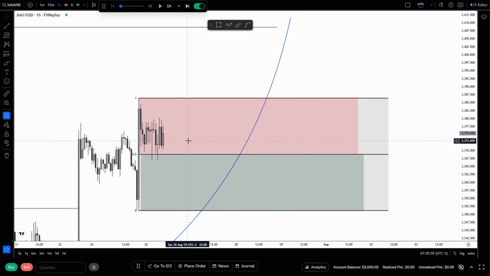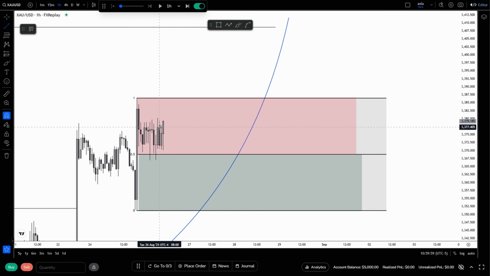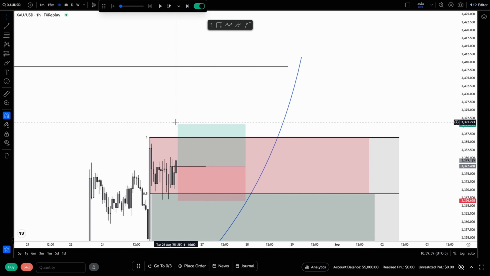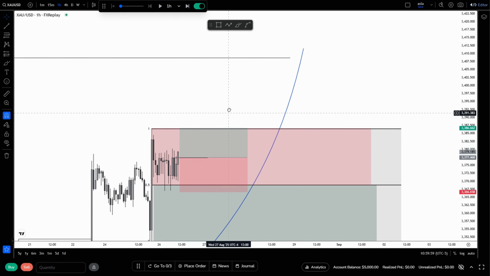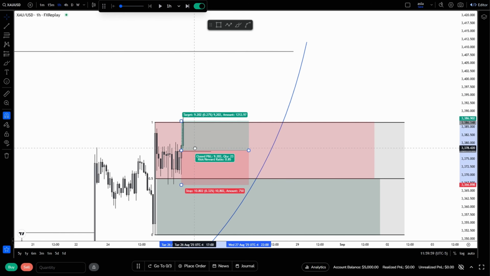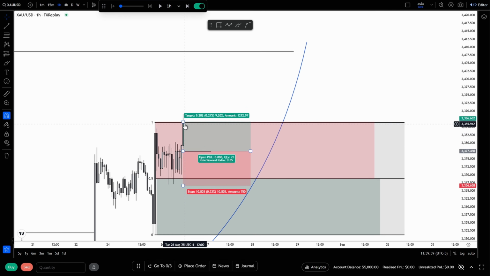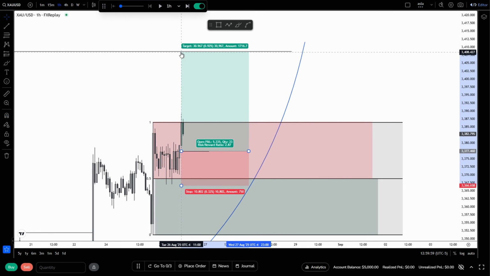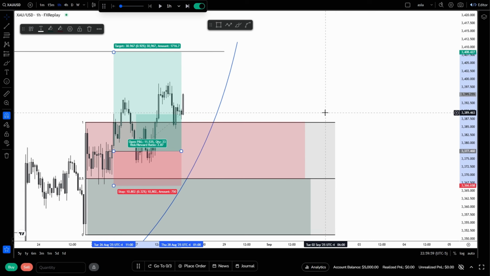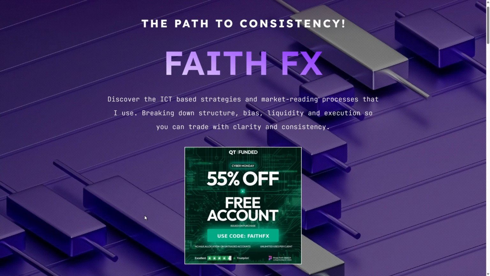For targets, I'm simply targeting the high of the range. I can scale out partial profits at those highs and close the remaining position once price reaches that level. And as you can see, price did exactly that. It didn't move aggressively, it was slow, but eventually it reached our targets. And that's all that really matters. So that's how I personally use equilibrium within market structure to find high probability continuation trades.